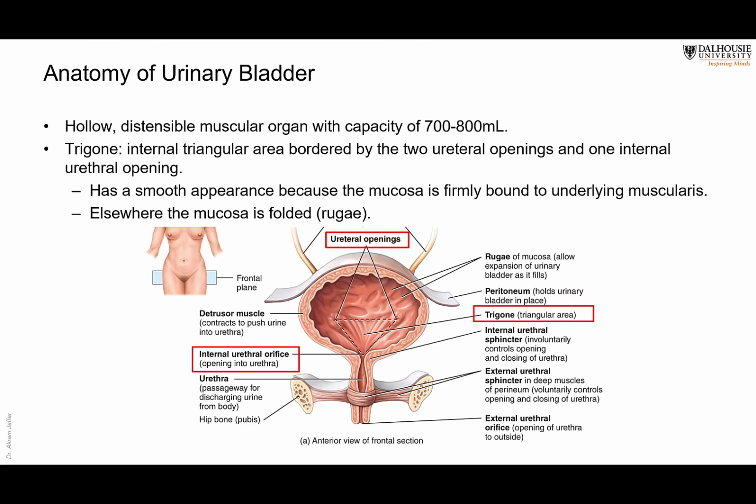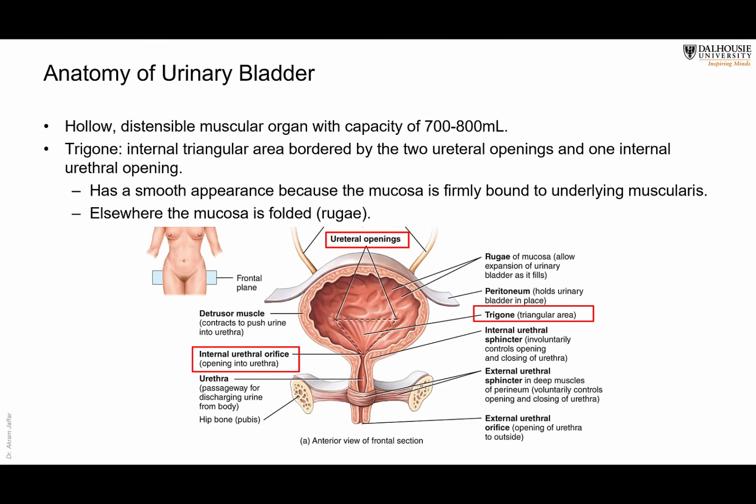Now the feature of this trigone is that the mucous membrane is firmly adherent to the underlying muscle fibers, and so it cannot be folded on itself. It's smooth, whether the bladder is distended or empty. In both situations, it's smooth. It does not stretch like the remaining part of the urinary bladder. They call it the trigone.